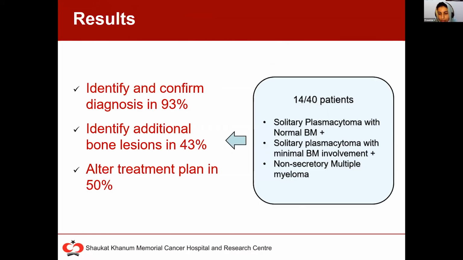There were two groups of plasma cell disorders. The first group is the solitary plasmacytoma with or without bone marrow involvement, and the non-secretory multiple myeloma.